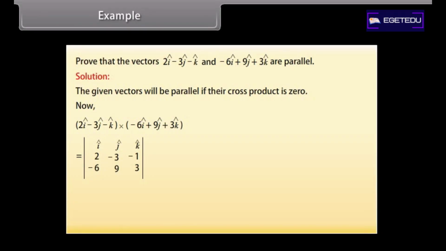second row 2, minus 3, minus 1; third row minus 6, 9, 3. Equals (minus 9 plus 9) cap i plus (6 minus 6) cap j plus (18 minus 18) cap k equals 0. Hence proved.